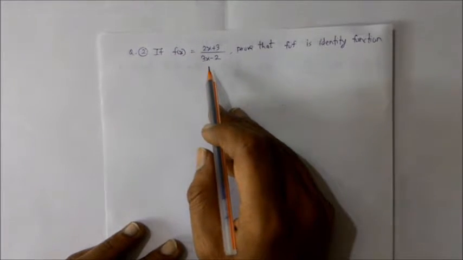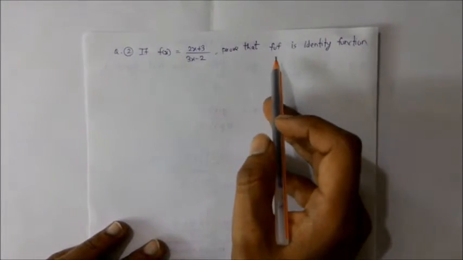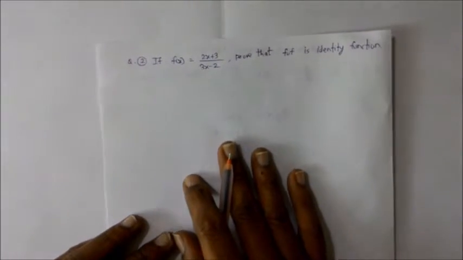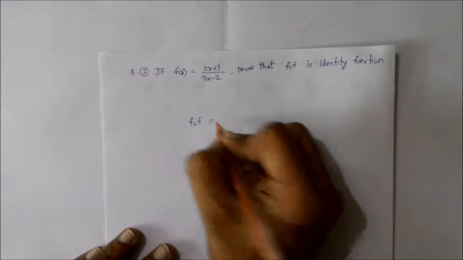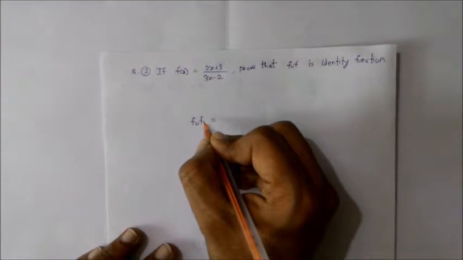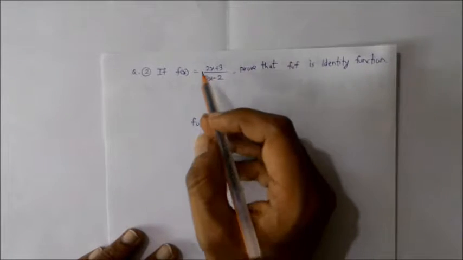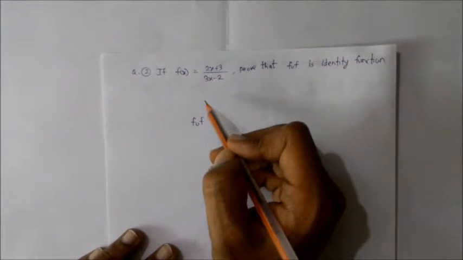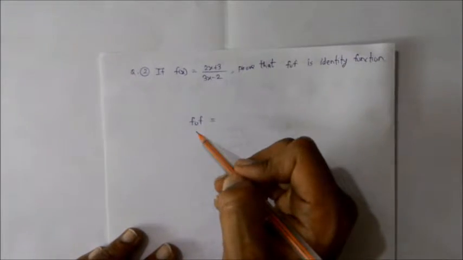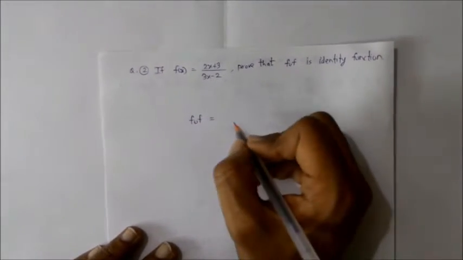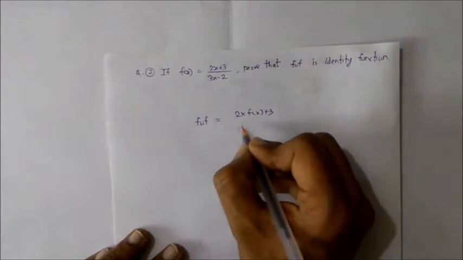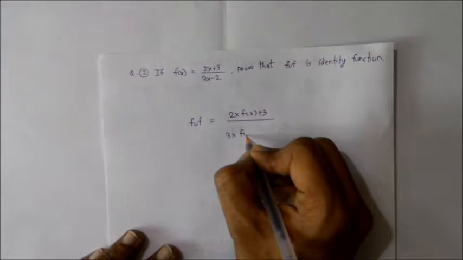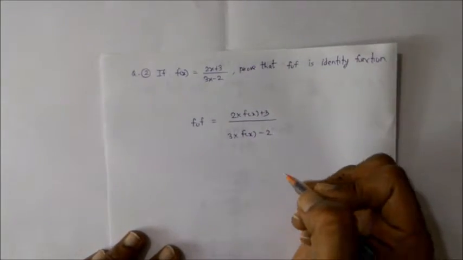Question number 2. If f of x is (2x plus 3) upon (3x minus 2), prove that f of f is an identity function. Now, as we did in the previous problem, we will substitute the definition of inner function in the definition of outer function. But in this case, both inner and outer functions are identical. So f of f will be 2 into f of x plus 3, divided by 3 into f of x minus 2.